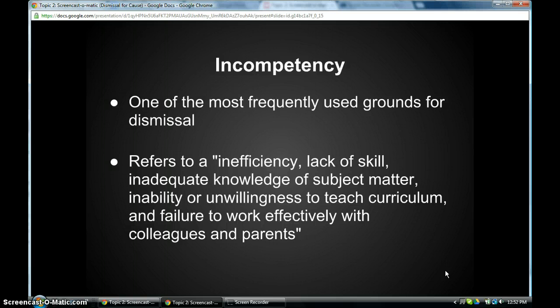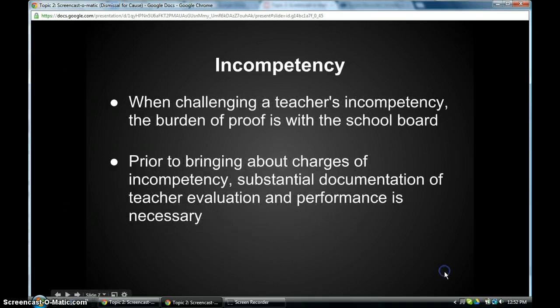Incompetency refers to, quote, inefficiency, lack of skill, inadequate knowledge of subject matter, inability or unwillingness to teach curriculum, and failure to work effectively with colleagues and parents. When challenging a teacher's incompetency, the burden of proof is with the school board. Prior to bringing charges of incompetency, substantial documentation of teacher evaluation and performance is necessary.